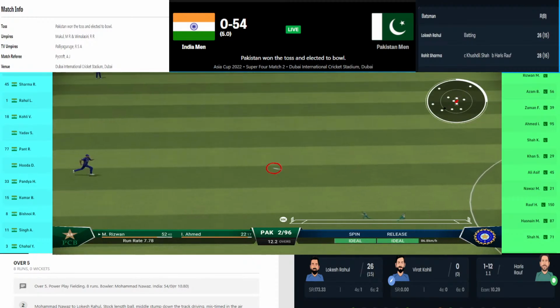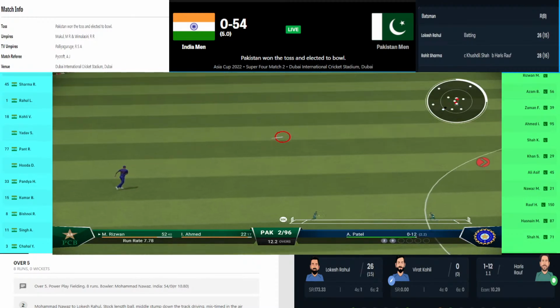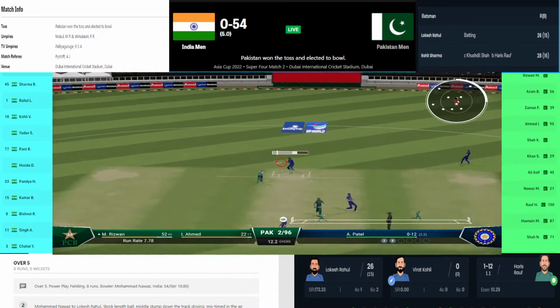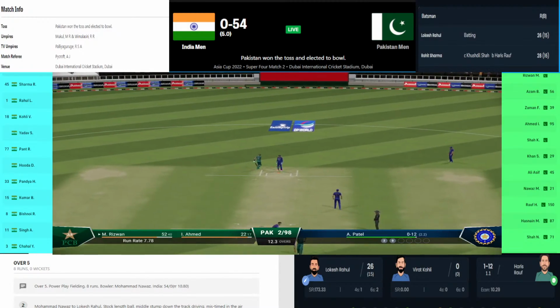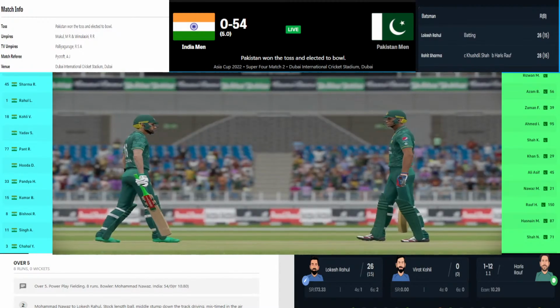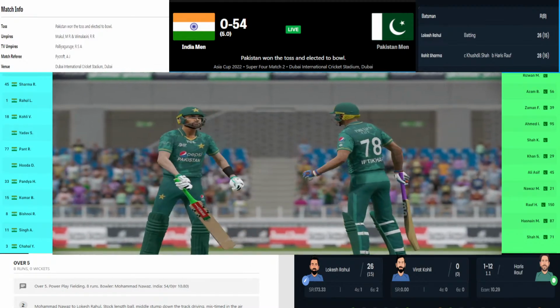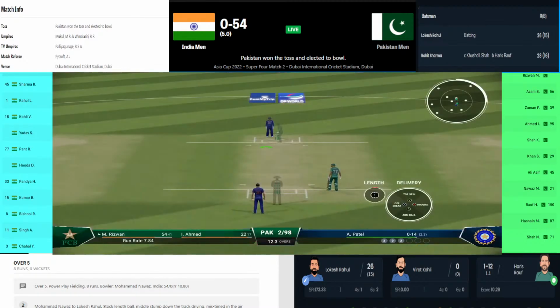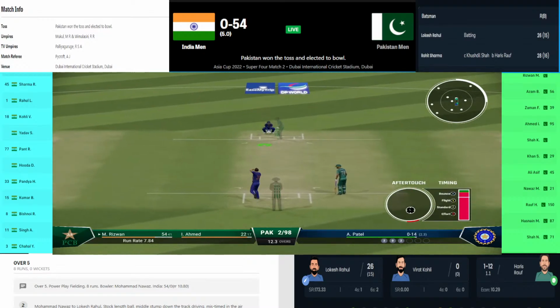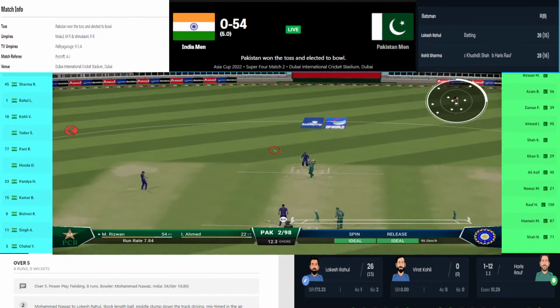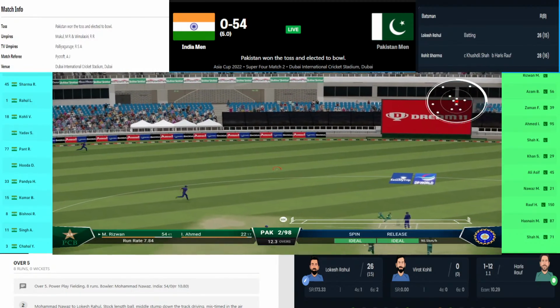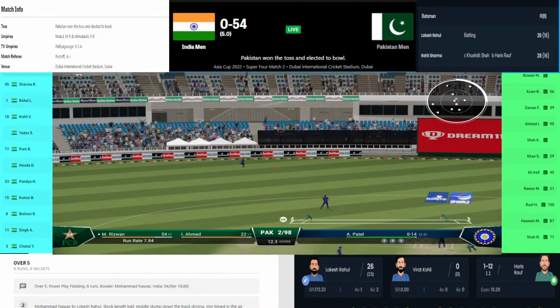It just takes the outside edge of the bat, goes high in the air. There was enough time for the fielder to get settled and complete the catch. The fielder completes an easy catch and sends Rohit Sharma into the dugout. So Haris Rauf gets the breakthrough for Pakistan, and the first wicket goes down. Rohit Sharma departs, 28 off 16.